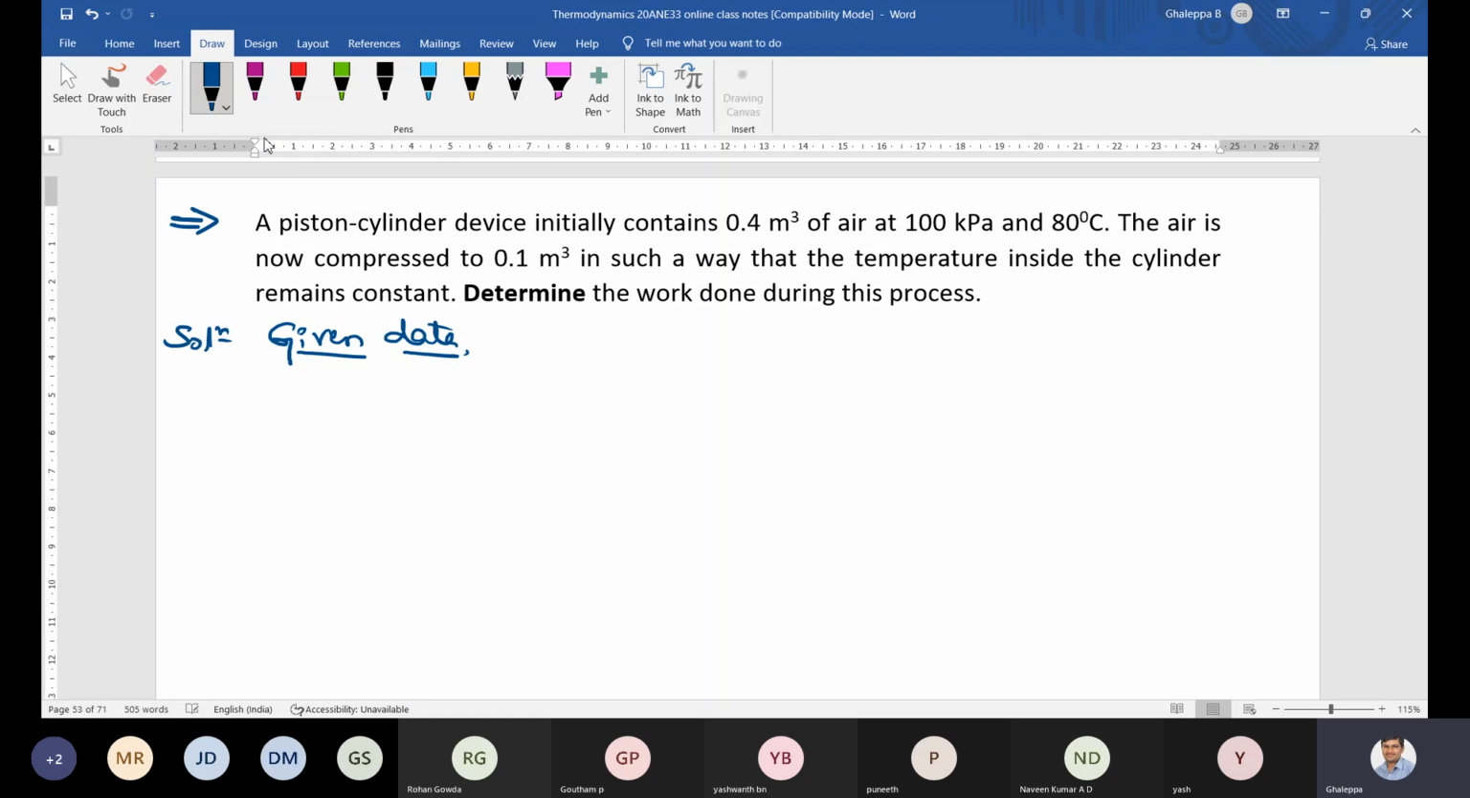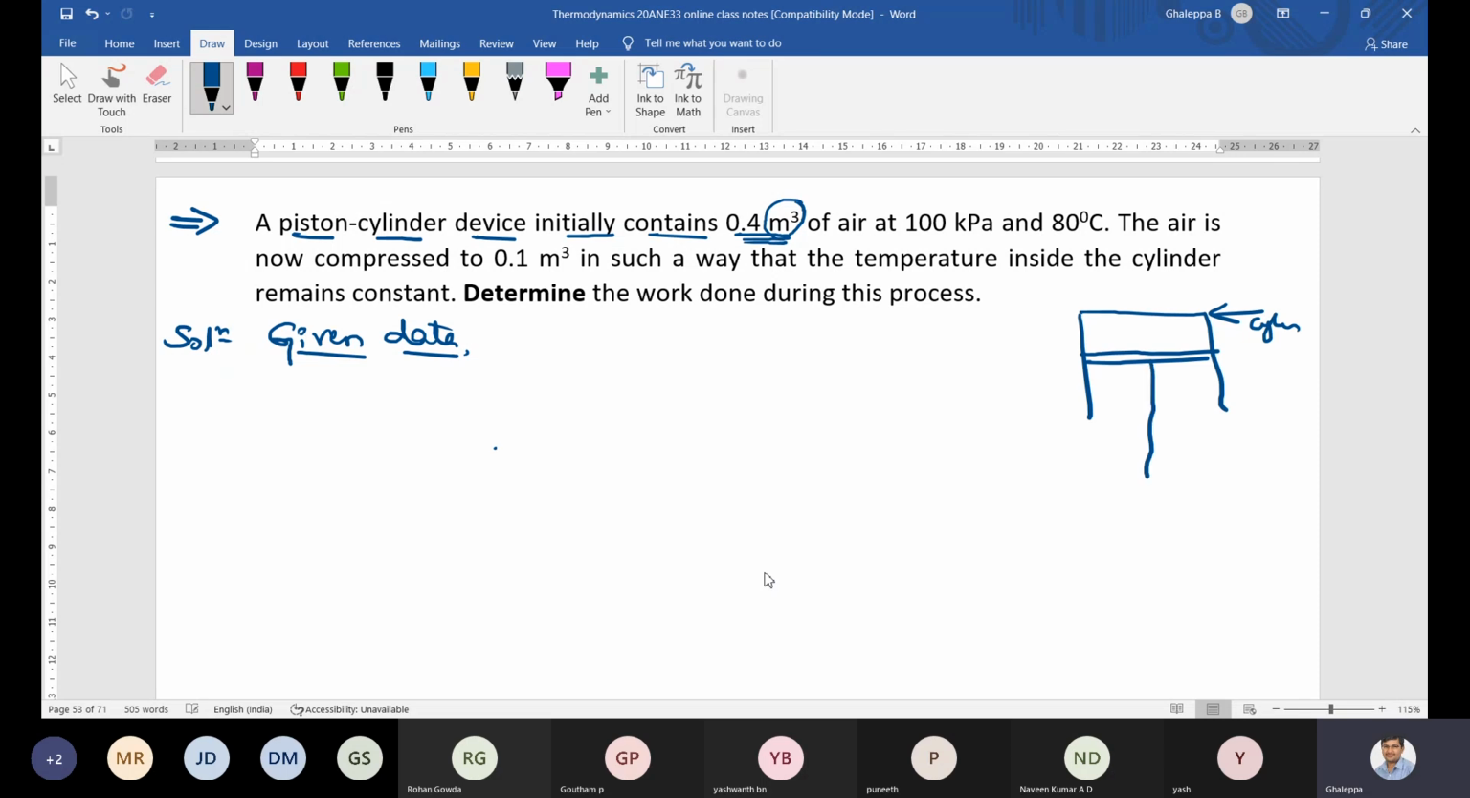Okay, read the statement. A piston cylinder device initially contains 0.4 meter cube, and he has not used the word pressure, volume or temperature. He will not use also. So based on the unit, you have to decide which property it is. Which property is given now? Volume. So what should we write in the given data? V1. Very good.